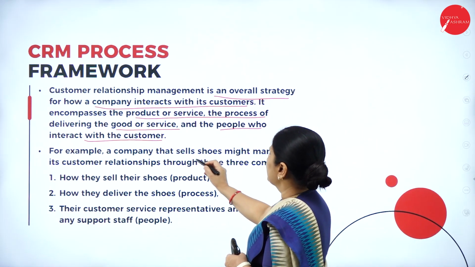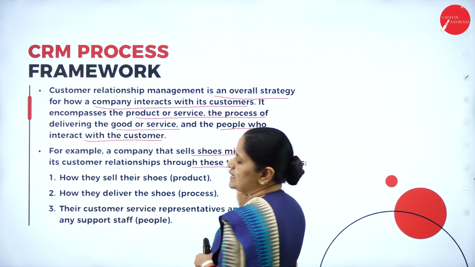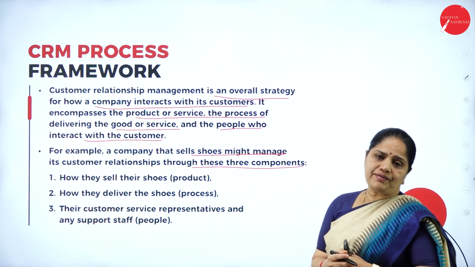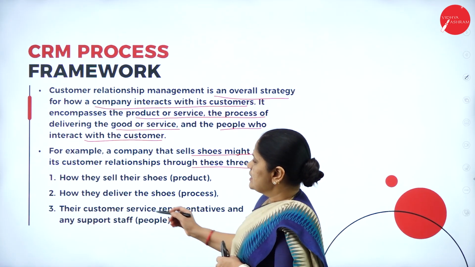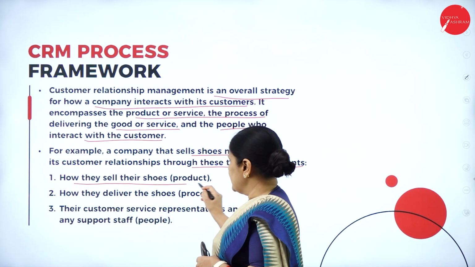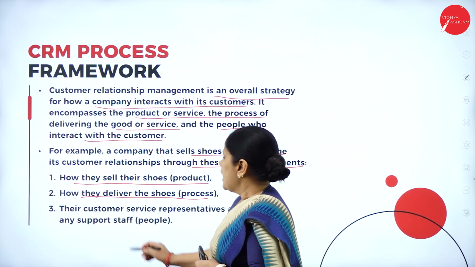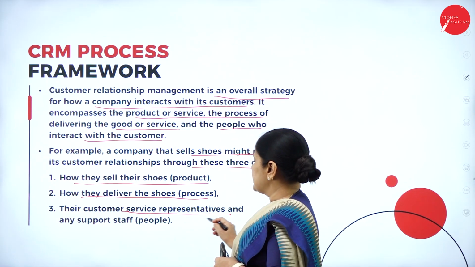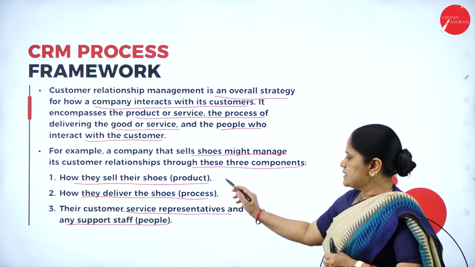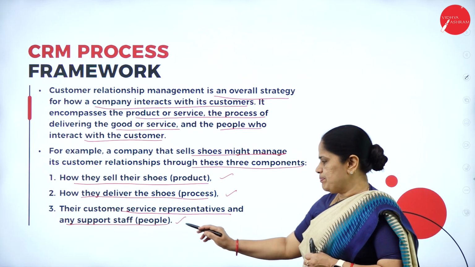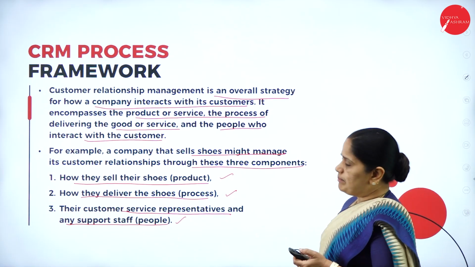So for example, a company that sells shoes might manage its customer relationship through these 3 components. Suppose it is a shoe manufacturing company. So it will manage the CRM through the 3 components. First one is how they sell their shoes, that is the product, how they deliver the shoes, that is the process, and their customer service representatives and any support staff. So it involves product, process and the people. If you can manage these 3, then your CRM has been managed.